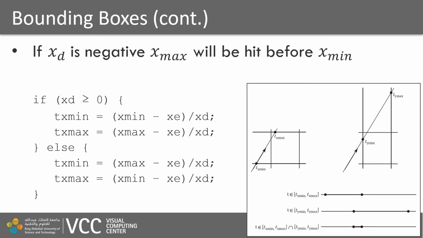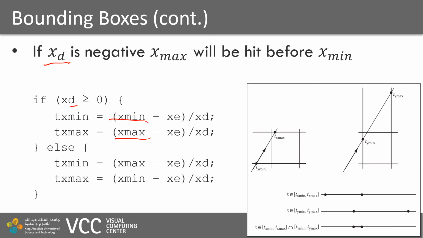However, this was for the case where xd is positive. If xd is negative, meaning that our ray goes in the negative x direction, then we have to do some simple switch in order for this to work. So we will first hit the x max and then the x min in such a case.